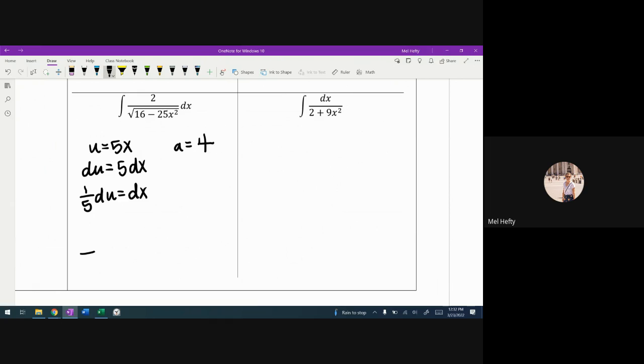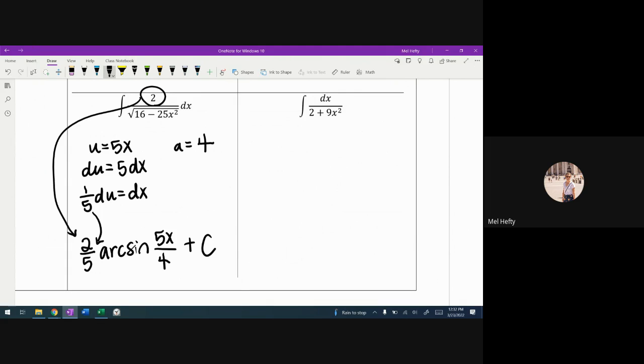All right. The 1/5 is going to go out there. What else am I forgetting? The 2 from the top. So I'm going to do 2/5. So the over 5 coming from the 1/5, the 2 coming from the front. Arc sine, what will go inside? 5x/4 plus c. Yeah, it's not too bad.